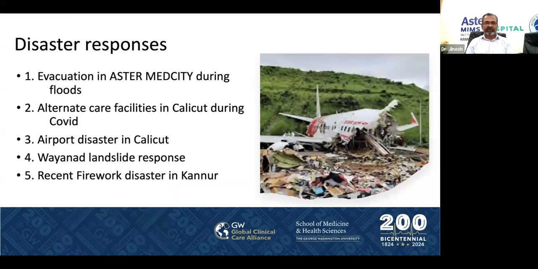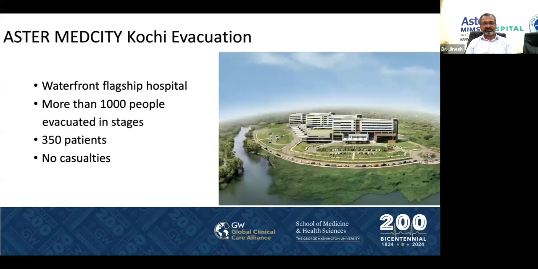Here are a few success stories that we have had over the past few years. There are 5 of them. We'll go one by one and just give a brief idea of what has happened. The first one was an evacuation in our flagship hospital, Aster Medcity in Kochi, which had to evacuate around 100 people. Next slide, please. We'll go to the slides directly.